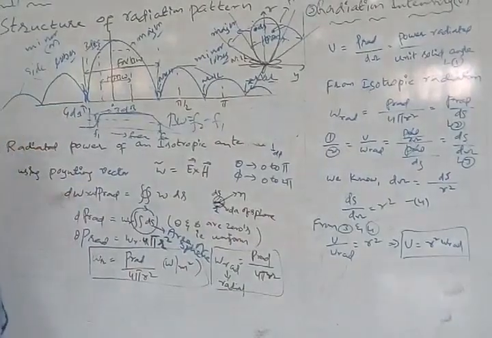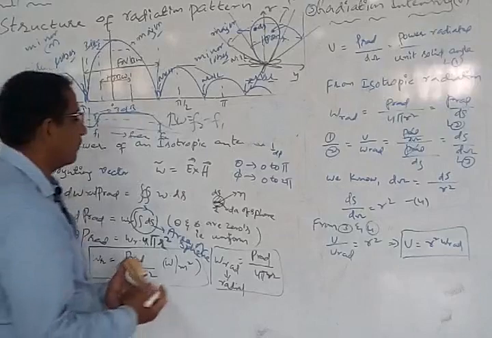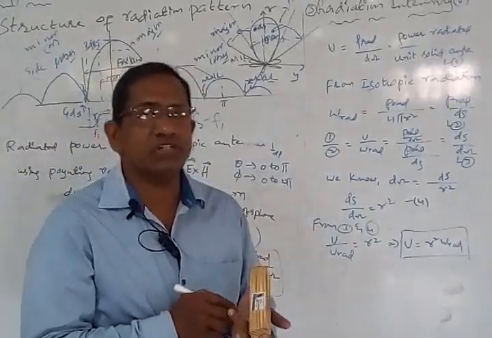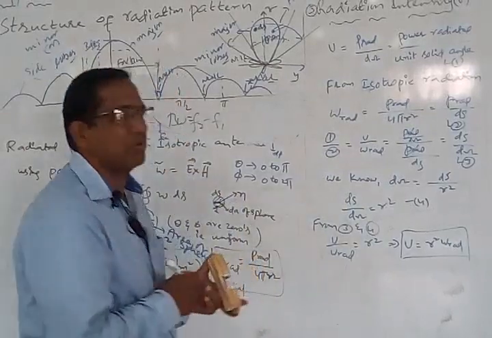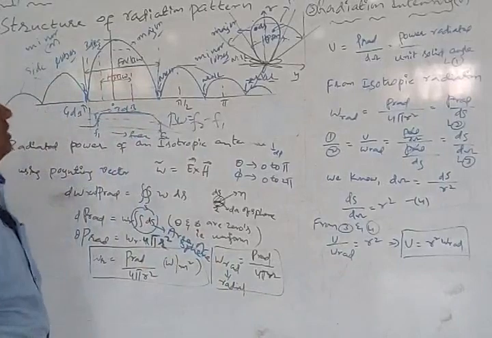So this is the equation of the power radiated by an isotropic antenna. This P radiated can be called the total power radiated, or P radiated, or differential power radiated. Based on our concern we call it differential power or radiated power. Here I am calling it the radiated power for our concern.